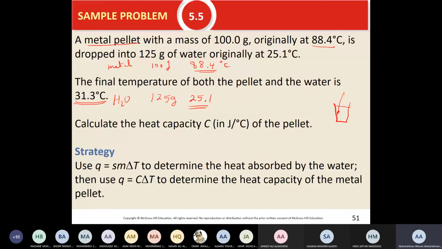Can you calculate what's Q of water? Quickly. Don't forget that the specific heat of water is what? 4.184. Exactly. Okay, tell me what's Q of water. Quickly. It is 3,242.6.